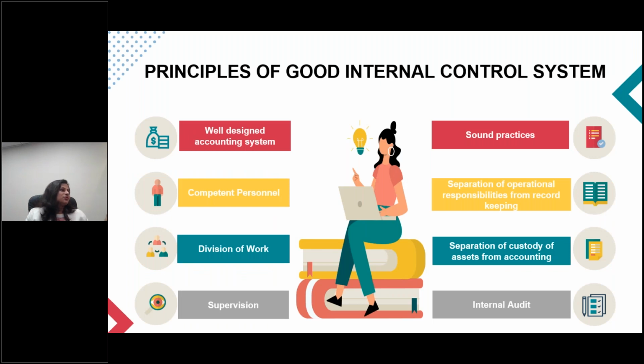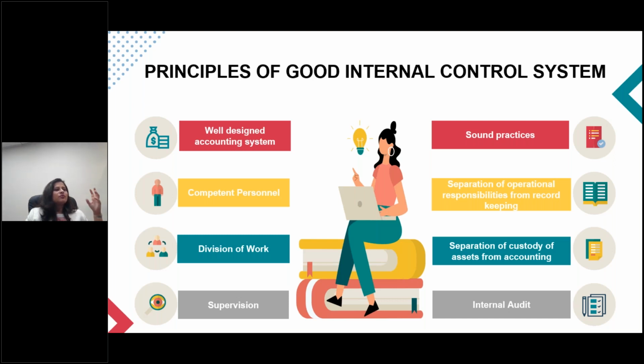Then, principles of a good control system. You need to have a well-designed accounting system so that ultimately all transactions go into your financial reporting, financial accounting. A well-designed system will ensure you have checks and balances and you get red flags. Competent personnel, we talked about that. Division of work, the segregation of duties, nothing but that.